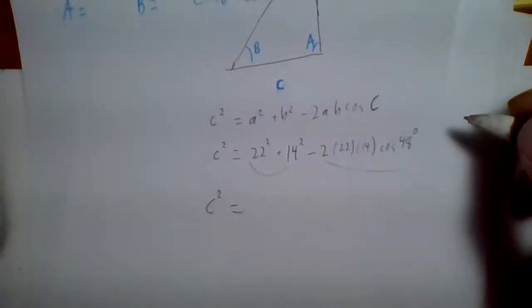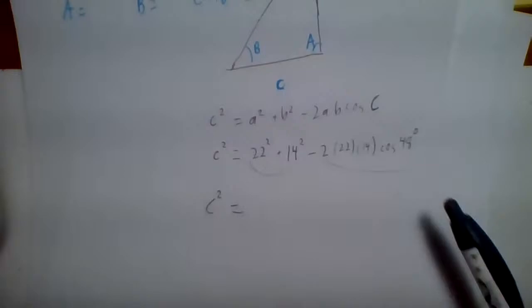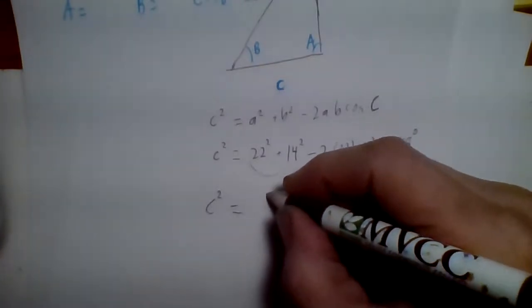Notice what we're getting is C squared. I'm going to have to take a square root later. We'll get to that. So I'm doing the 22 squared and 14 squared. Comes out 680.